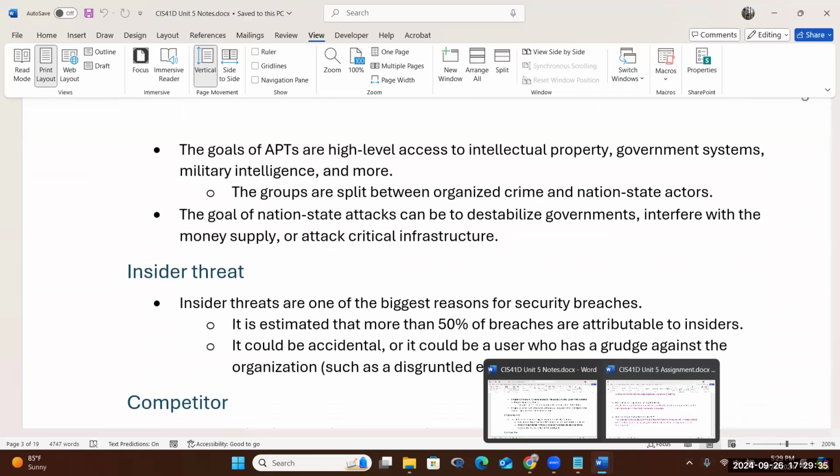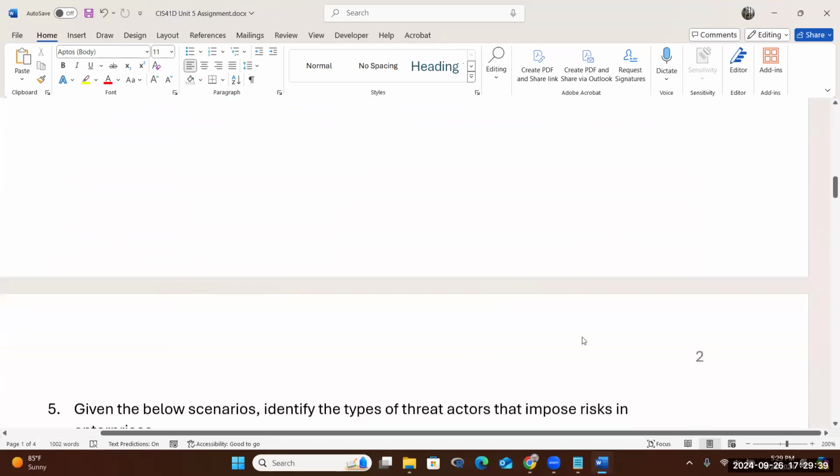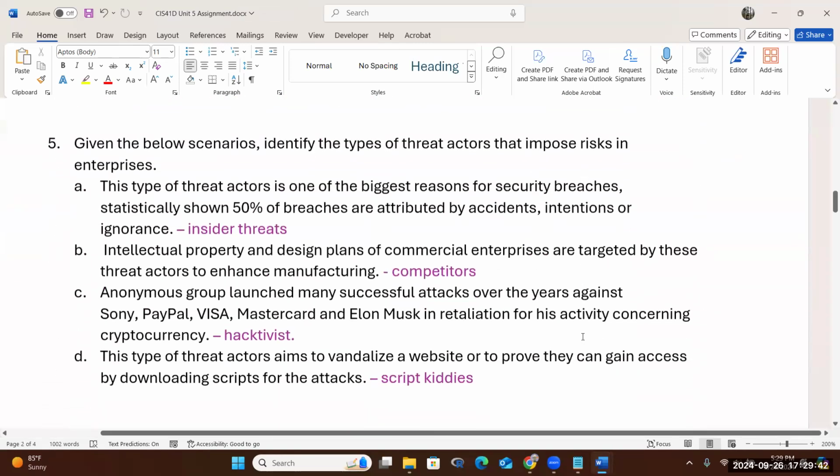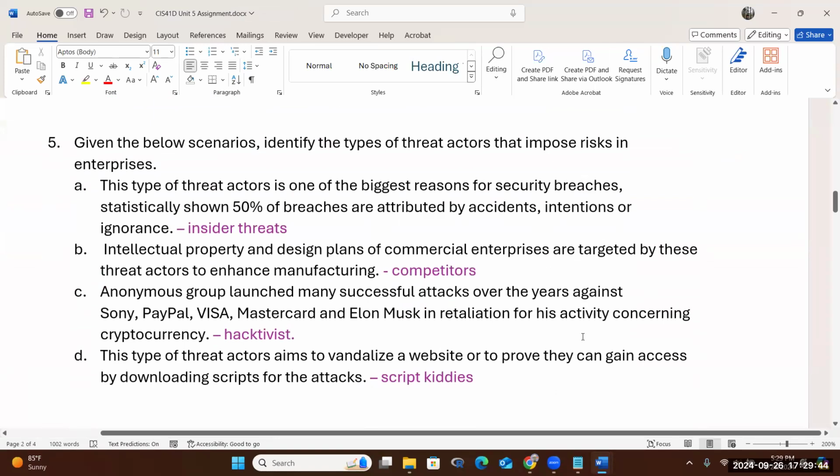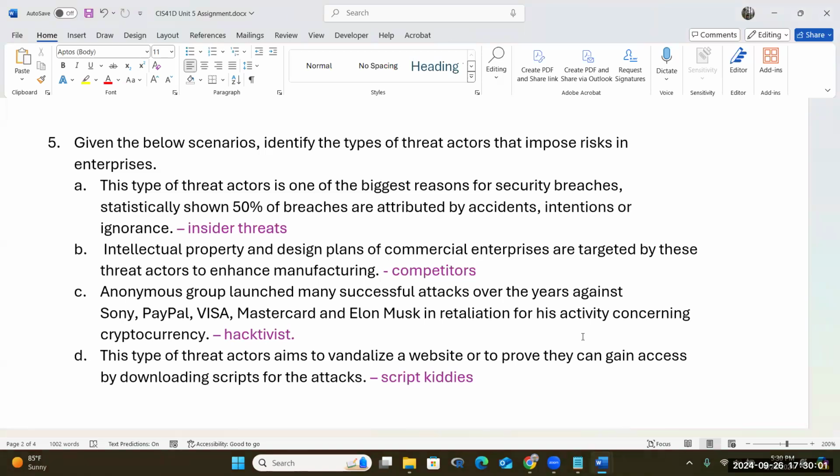Okay. So as we look at the threat actors, we will go through and answer the next few questions. Given the scenario below, identify the type of threat actors that impose risk in enterprises. A, this type of threat actor is one of the biggest reasons for security breaches. Statistically, 50% of breaches are attributed to accidents, intentions, or ignorance. And that will be insider threats, right?